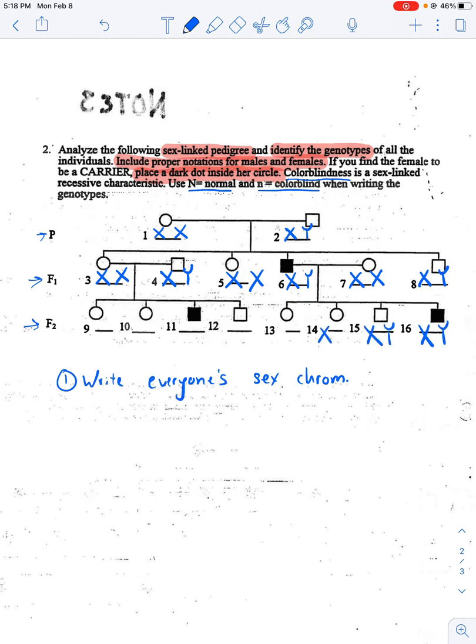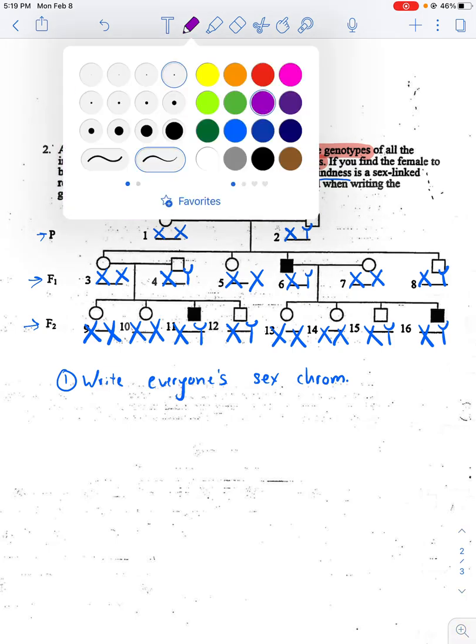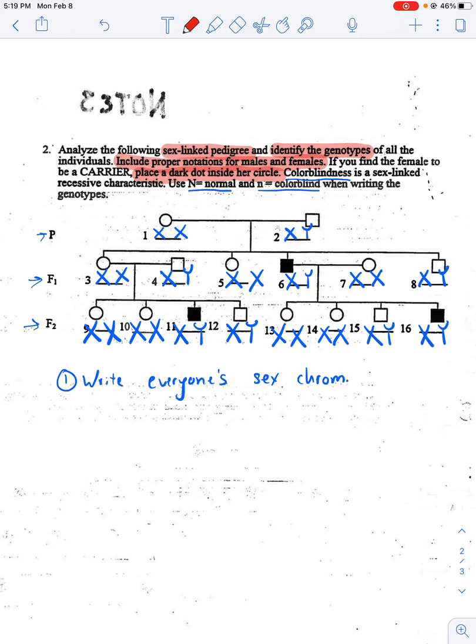Now, doing this is just setting us up to solve the pedigree. We are really not even doing any heavy thinking here. We're just writing everyone's sex chromosomes based on their symbol. I'm going to change colors so you can follow the alleles. Let's do red. So number 2, start with the males, because they only have one allele that we need to worry about.